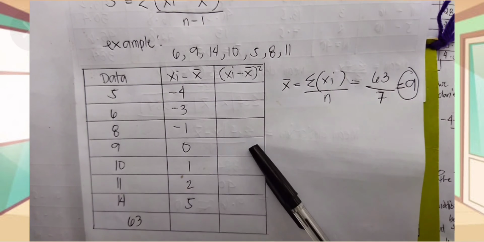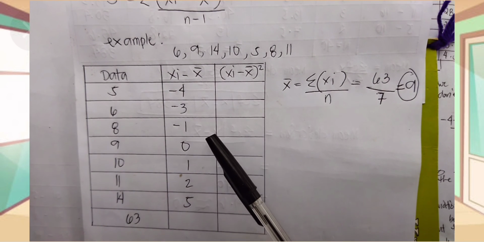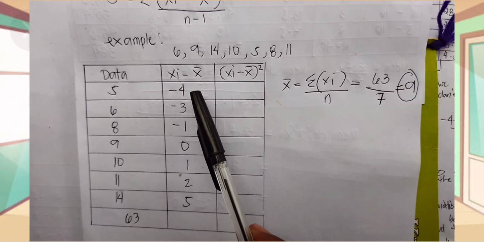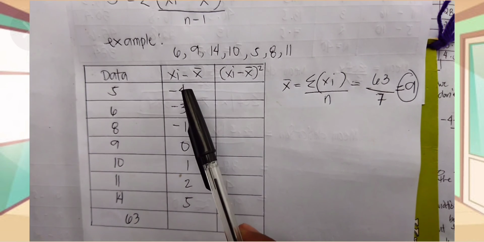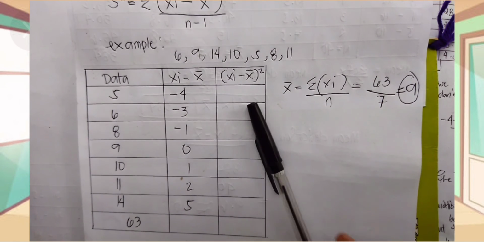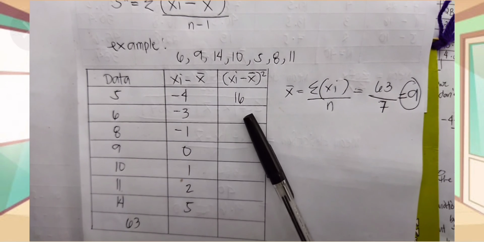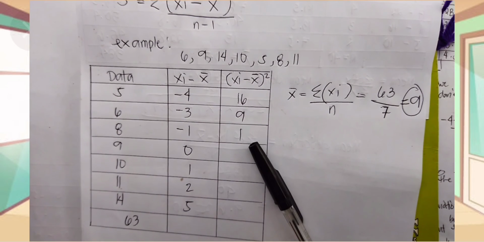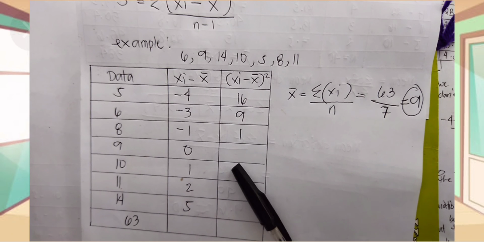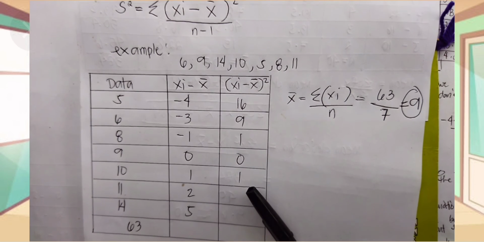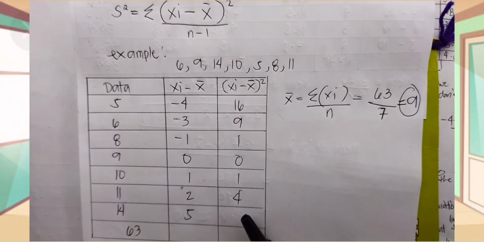Now, what we're gonna do next is take the squares of those differences. So negative 4 squared is 16. And the square of negative 3 is positive 9. Then the square of negative 1 is positive 1. Then the square of 0 is still 0. And the square of 1 is 1. Then the square of 2 is 4. Then lastly, the square of 5 is 25.